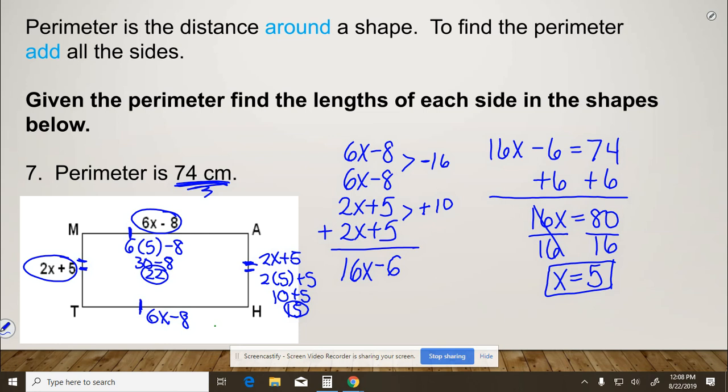We could check our work. If we add all 4 sides now, we'd have 22, 22, 15, and 15, which is 2, 4, and 10. So 14, carry the 1. And then 1, 3, 4, 5, 6, and 7, which is 74, which is what they told us the perimeter should be. All right.